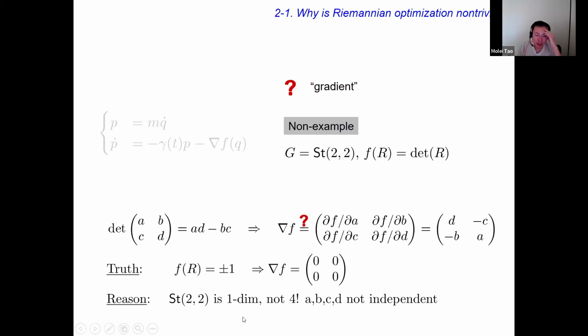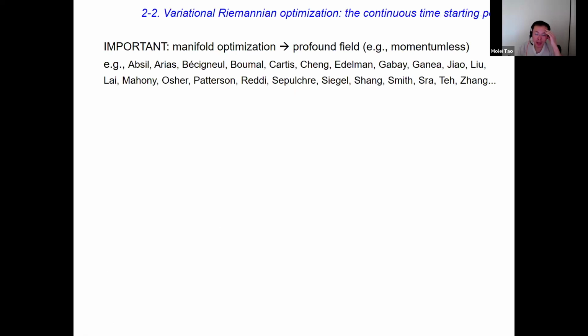The reason is that even though this is a 2x2 matrix, because of the orthogonality constraint, you really have a one-dimensional manifold. The dimension is not 4. A, B, C, D are actually related to each other. You cannot collect partial derivatives as if things are independent. Of course, that's just the tip of the iceberg. Manifold optimization is a profound field, especially in the momentumless situation. The contribution that we have here, roughly speaking, is a new, intrinsic way of introducing momentum, and an improved convergence speed, and consequently better accuracy.